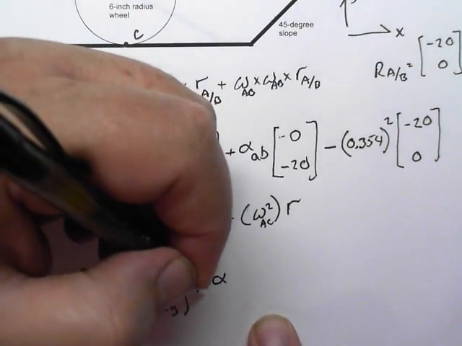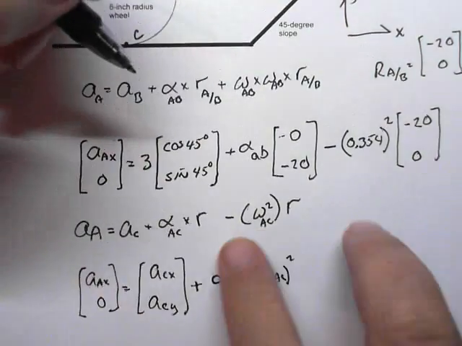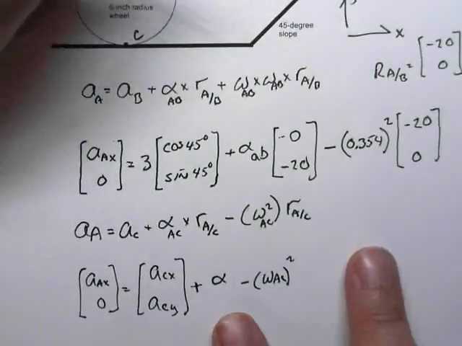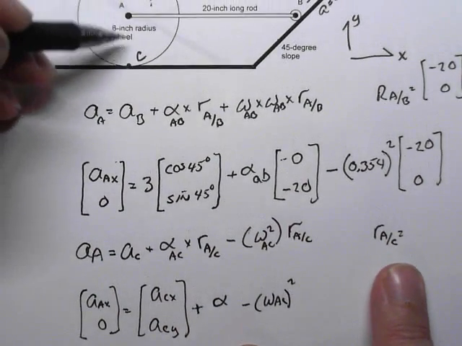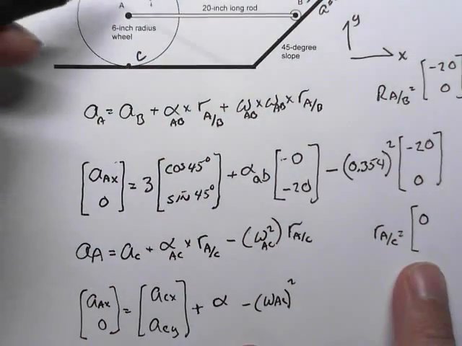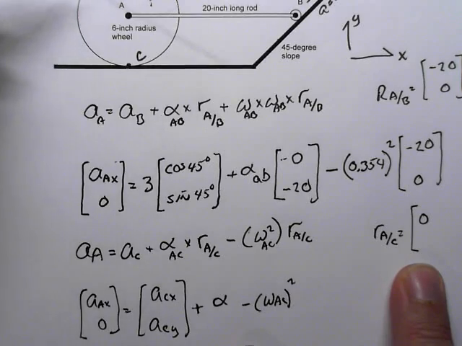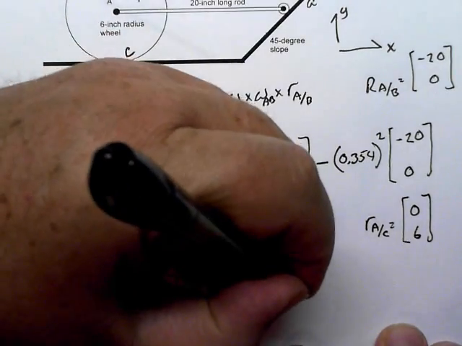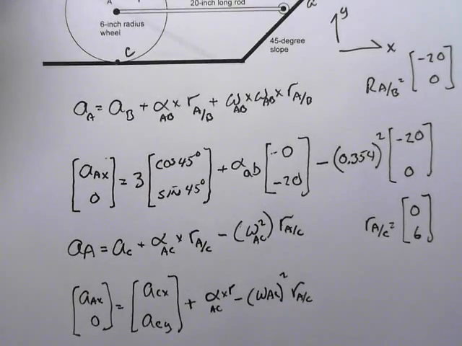So minus omega AC squared times, now we've got to decide what the R is, and this R is A with respect to C. And we might as well write that out, that R of A with respect to C is equal to, we only travel in the vertical direction, and so it is a 0 in the x direction to go from C to A, and it's a positive 6 inches to go from C to A. Okay, so this is alpha cross R minus omega squared R, A with respect to C. And this is an alpha AC, which is what we were looking for. Let's double check that.